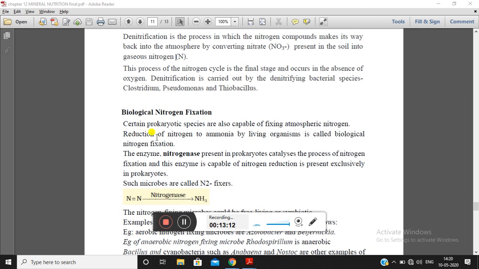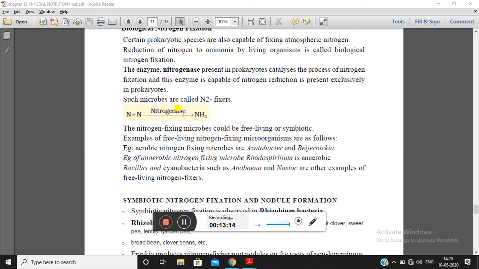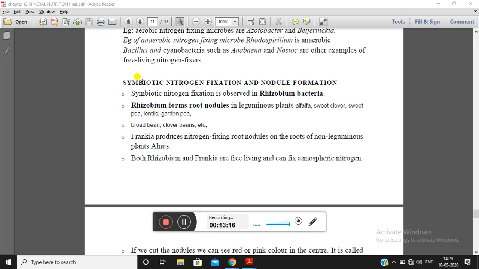So in the next class, we will continue with biological nitrogen fixation as well as the symbiotic relationship which takes place between the rhizobium bacteria and the root nodules for nitrogen fixation. It is also known as the nodule formation process.